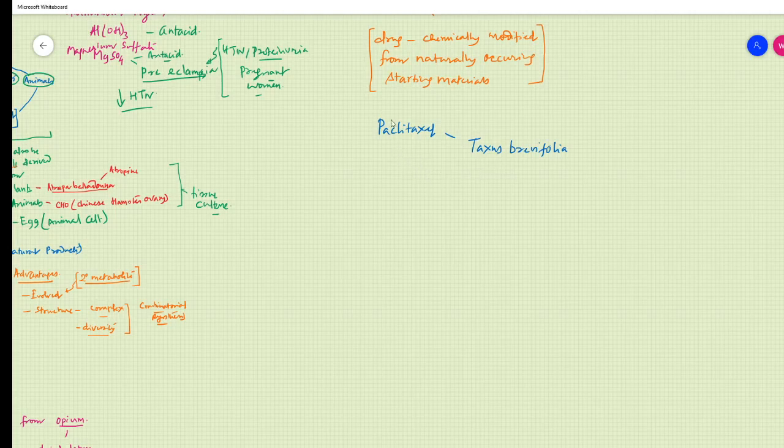So now it is semi-synthetically derived from cells which are derived from Taxus brevifolia. They are used in cell culture, and from that cell culture paclitaxel is derived semi-synthetically. So what is paclitaxel used for? It's an anti-cancer drug, used for the treatment of breast, lung, and non-small cell cancers. So it's an anti-neoplastic drug again. What are the other examples?